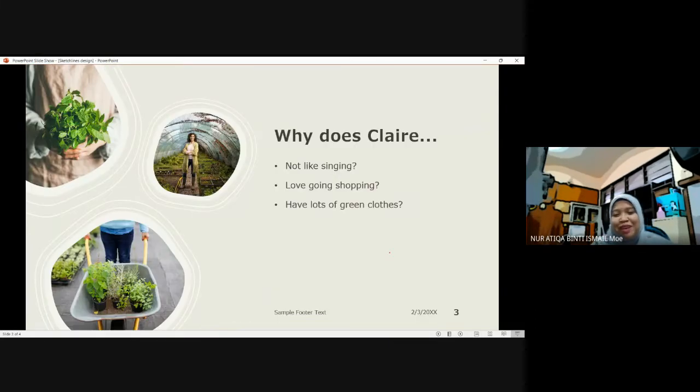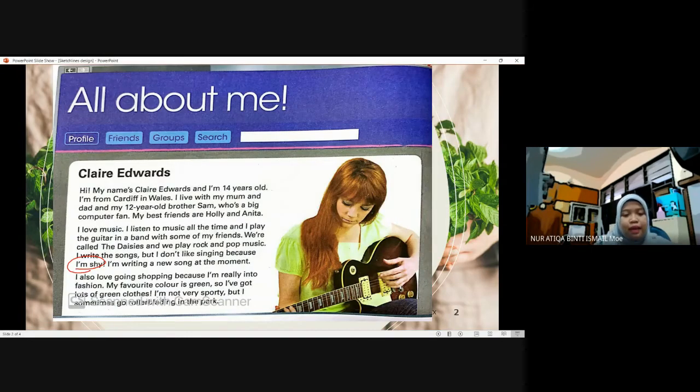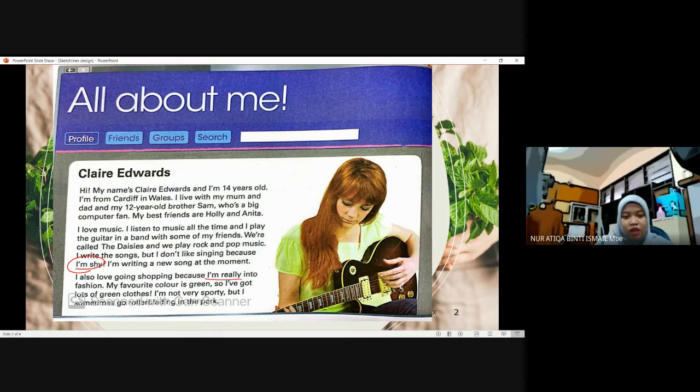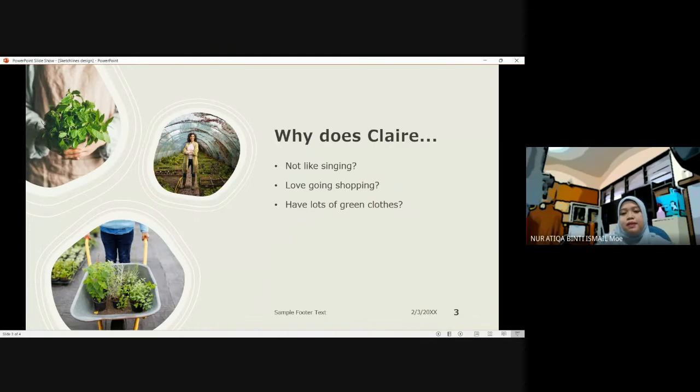Let's give other people the opportunity to answer. Okay. All right. Why does Claire love going shopping? Why does Claire love going shopping? Anybody wants to answer that? Claire loves shopping because she likes fashion. Okay, because she is really into fashion. Very good. All right, and then the next question, why does Claire have lots of green clothes?